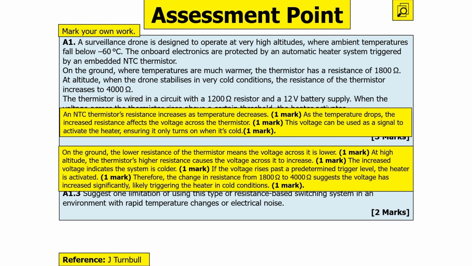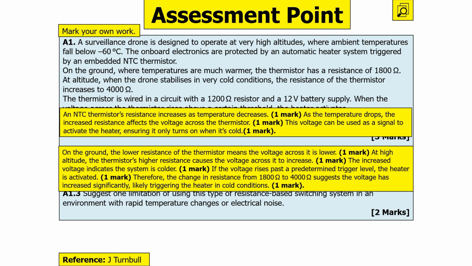Now in the next question, on the ground, the lower resistance of the thermistor means the voltage across it will be lower, because we know V is proportional to R. Now at high altitudes, the thermistor's higher resistance causes the voltage across it to increase. So the increased voltage indicates that the system must be cooler, because we know the link with resistance. So if the voltage rises past a predetermined trigger level, the heater will then be activated. So therefore the change in resistance going from 1,800 ohms to 4,000 ohms suggests that the voltage has increased significantly because the temperature has dropped significantly, triggering the heater to work in colder conditions. So you've got to link how a thermistor works to the actual context of the situation.